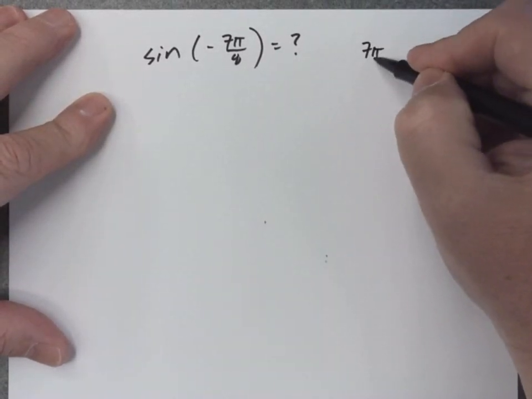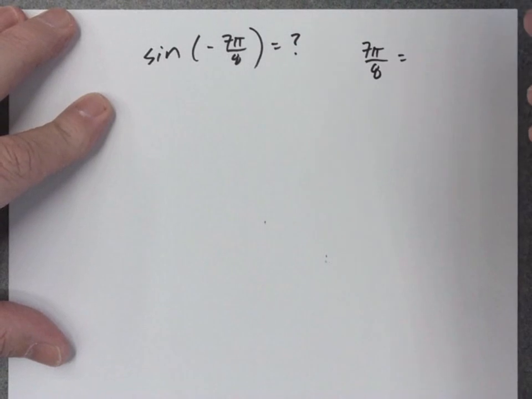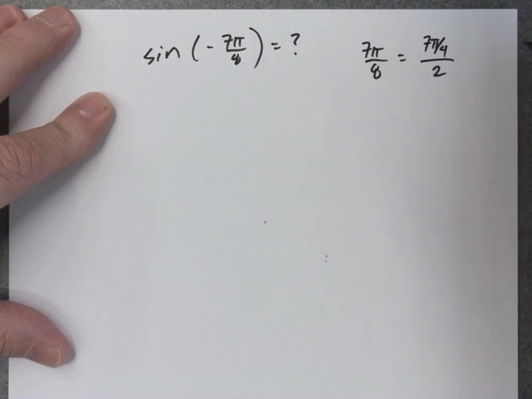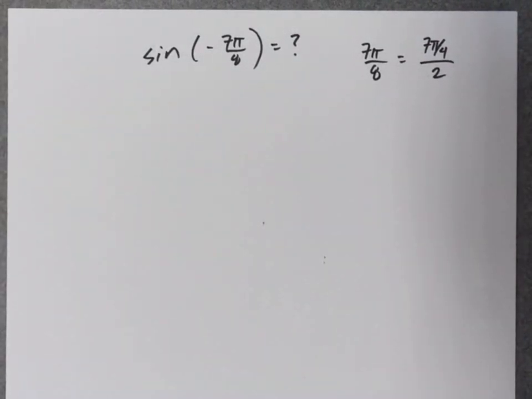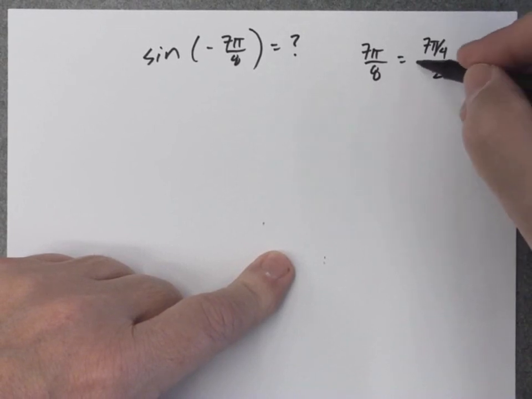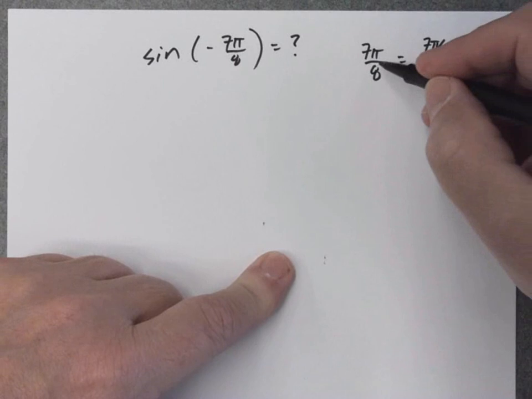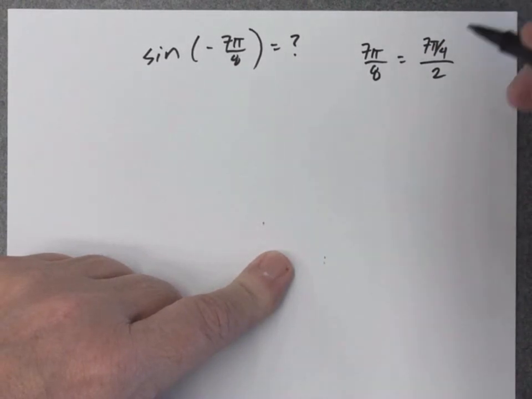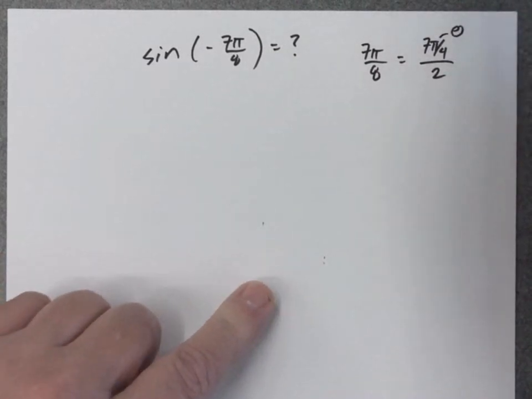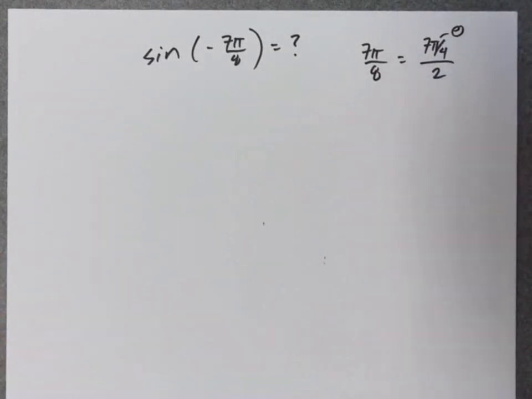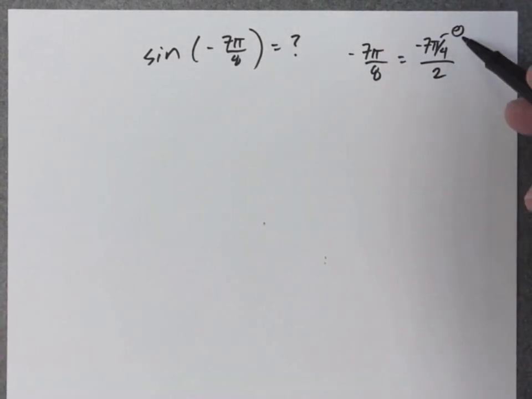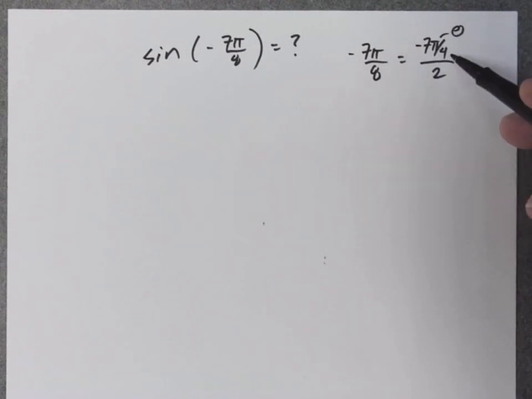I realize that 7 pi over 8 is sort of like a complex fraction. 7 pi over 4 divided by 2 is the same thing as 7 pi over 8. And this is a special angle. So when we go use our formula, 7 pi over 4 is going to be our theta. I should probably put the minus in here. So theta is really going to be minus 7 pi over 4.